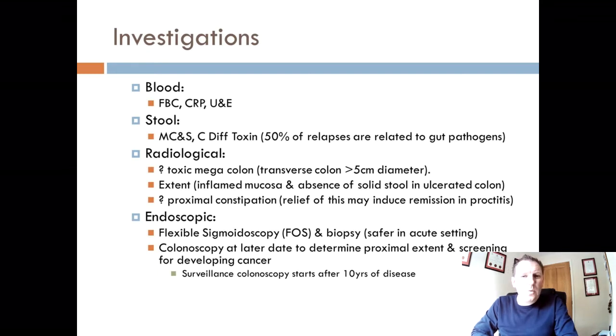So we can all say that we're going to check a full blood count, a CRP and a U&E on all of our patients coming in, but in your exams you're not going to get a mark for just writing down a blood test. And also in the real world, you want to be thinking, actually, why am I checking those blood tests? How are they going to be helpful in differentiating what's going on in this patient in front of me? So, full blood count.